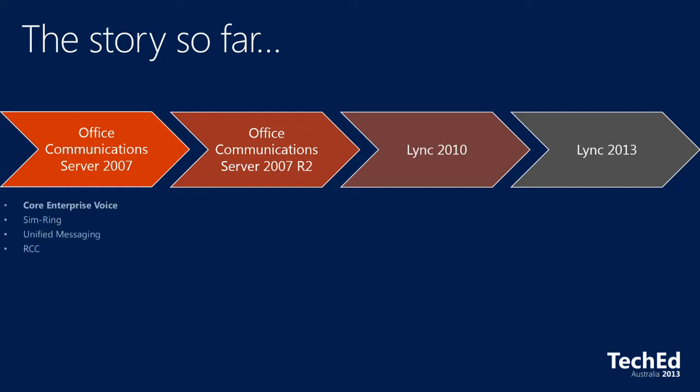So we started to see enterprise voice features back in OCS 2007. It was the core features that came in. We had some features like simultaneous ring back there. In R2, we got some of the call distribution features like team calling and response groups that allowed us to distribute calls to groups of people.